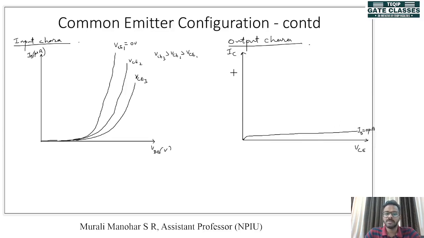So that does not mean IC doesn't flow. If IB is equal to 0 microampere, there are still minority charge carriers in collector and base. So because of that, there will be a collector current. So in this case, identifying the cutoff region is somewhat difficult compared to the common base configuration.